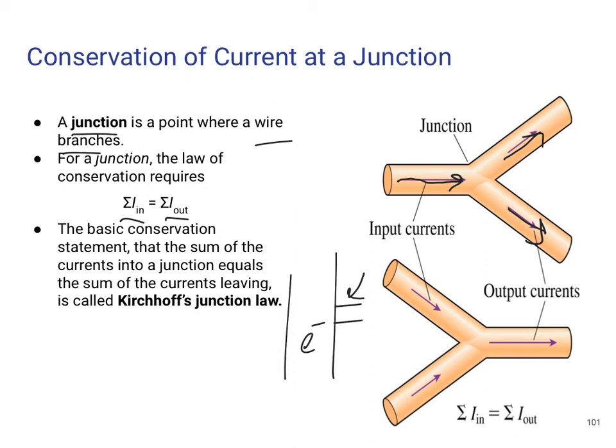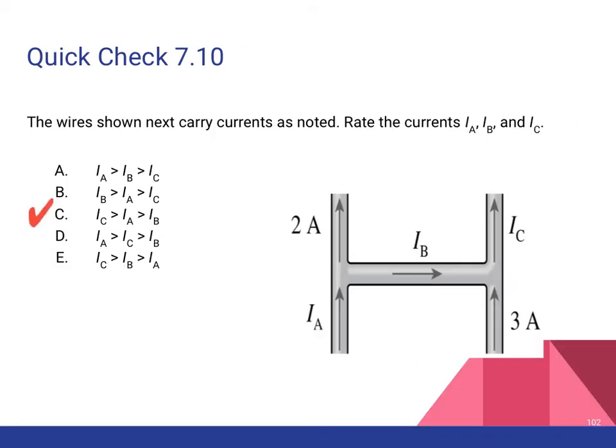So the basic statement that the sum of the currents into the junction has to equal the sum of the currents leaving the junction is known as Kirchhoff's junction law. We'll be using this quite a bit as we analyze what are known as parallel circuits, which is something we'll talk about in chapter 23.